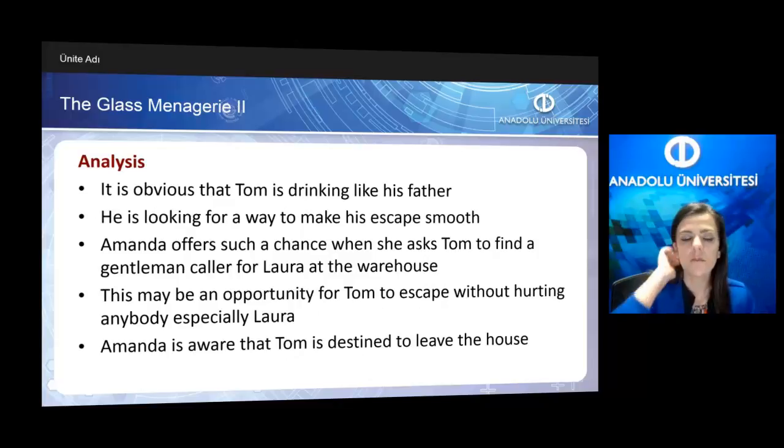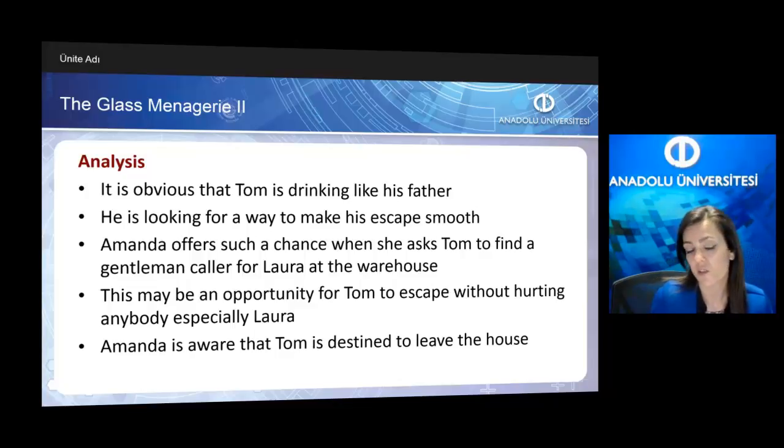scene. In this scene, it's obvious that Tom is drinking like his father, having the same habits as his father, and maybe he will leave like his father. He is looking for a way to make his escape smooth. So when Amanda offers such a chance to find a gentleman caller for Laura, Tom agrees so that after finding one, he can leave. Since this may be an opportunity for him to escape without hurting anybody, especially Laura.